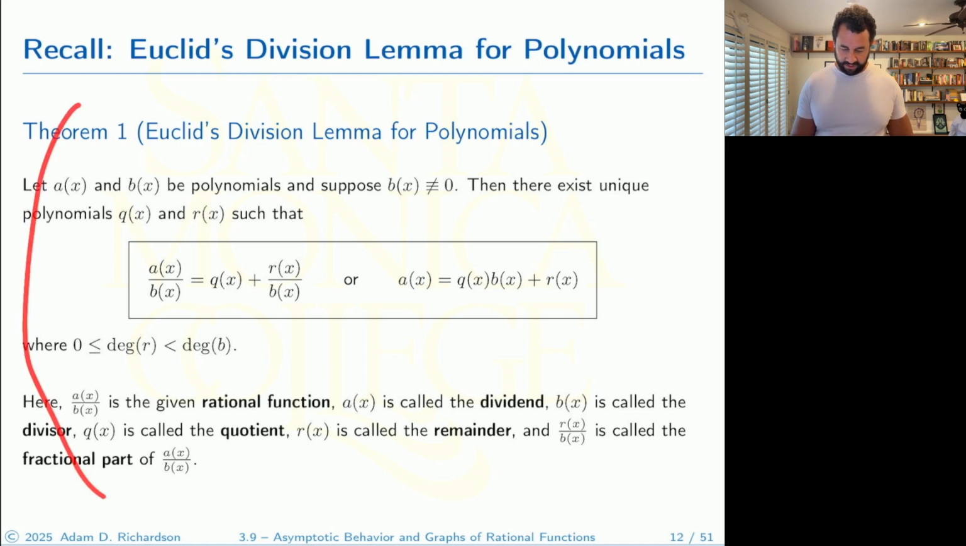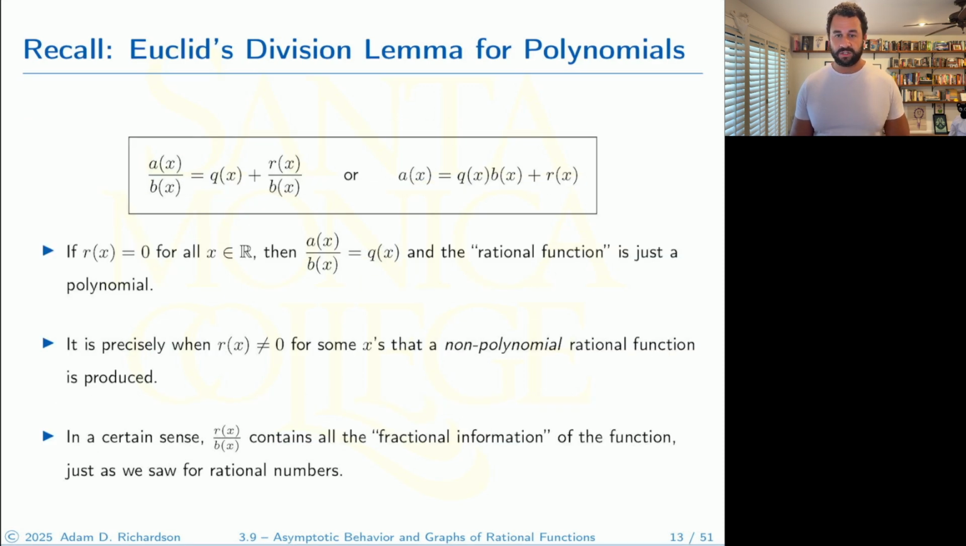So just a quick reminder. Here's Euclid's division lemma for polynomials again. I won't read the whole thing over again. You can review it on your own if you would like. But the basic idea is if you're given a rational function, you can always write it in this form here, q of x plus r of x over b of x, all right? Where the degree of r is strictly less than the degree of b. And that's the basic idea. That's what we're going to use to help us with our analysis of the asymptotic behavior of these functions.